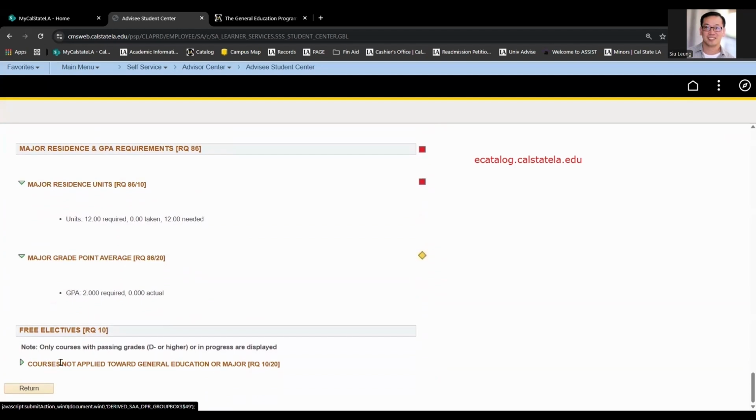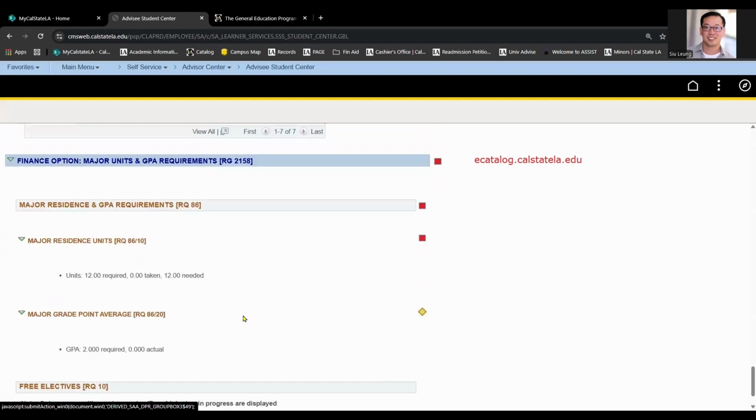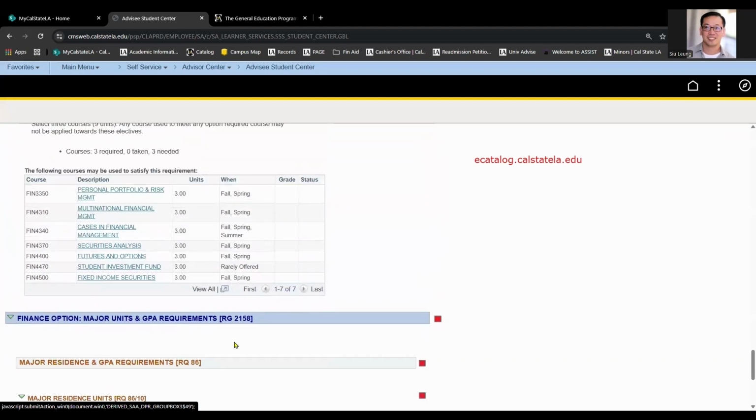And free electives, remember I mentioned those already. Those free electives might not be covering a major requirement or a GE requirement or a university requirement, but you might need them just to fulfill unit requirements. So any class you take that is not fulfilling a GE, a university, or a major requirement, you're going to see it here, but it will still count towards the units. So that's pretty much it for the CAAR.